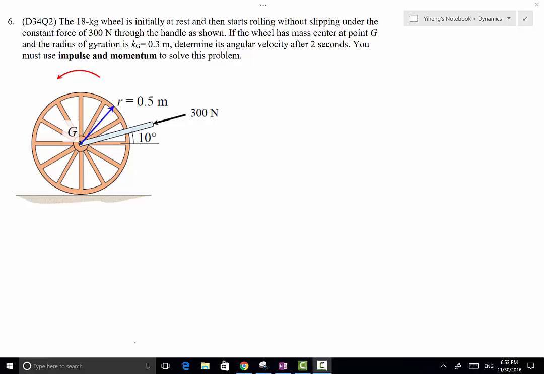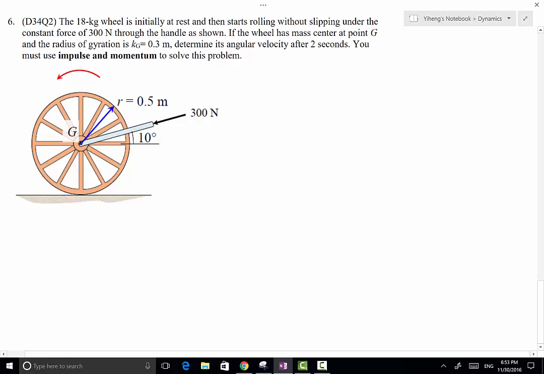In this problem, we have this 18 kilogram wheel initially at rest, and then it starts rolling without slipping under this constant force, 300 Newton, that is applied through the handle to the point G, which is the center of gravity for this wheel. This wheel also has radius of gyration k_G, also about point G, that is 0.3 meter, and we need to determine its angular velocity after 2 seconds.